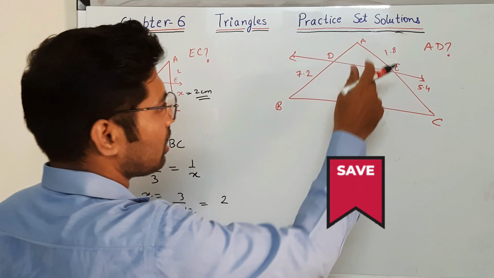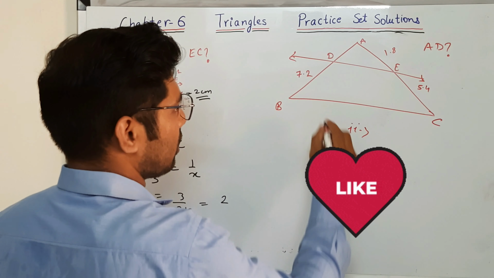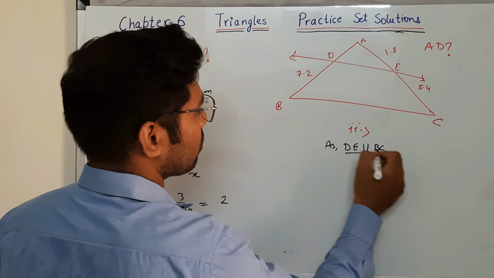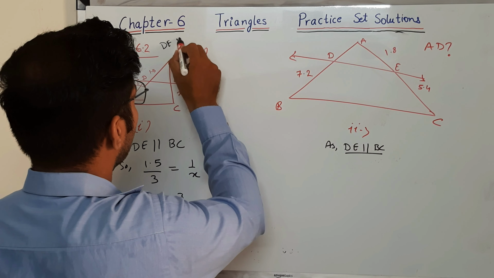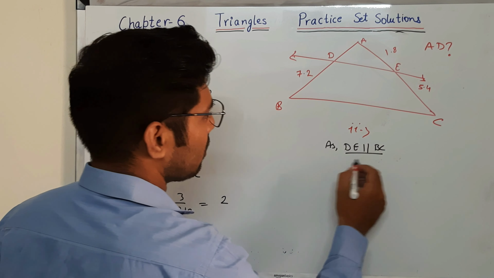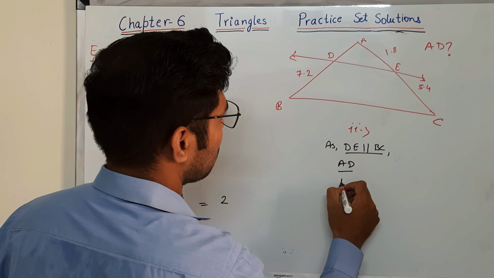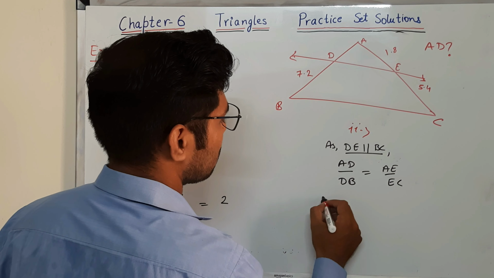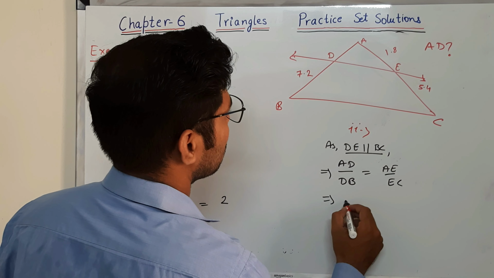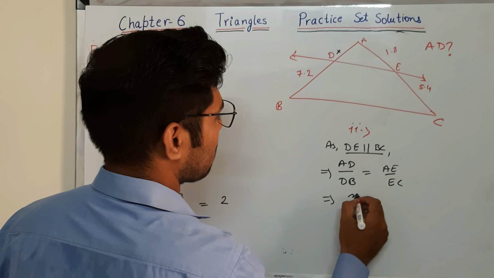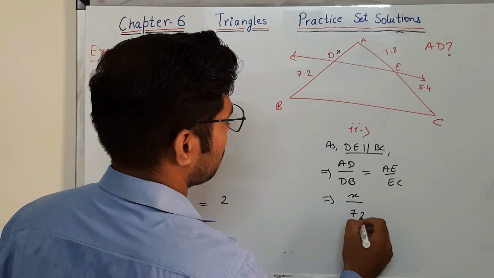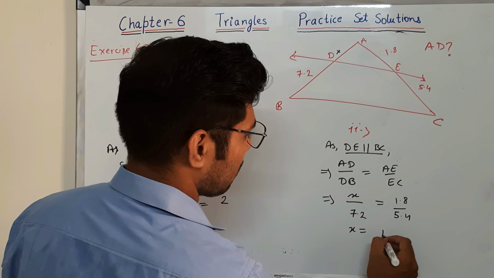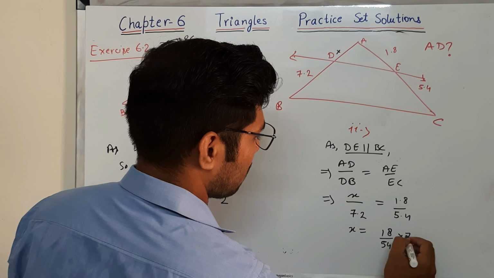Now come to this one. Here DE is parallel to BC. So this is given in the question. AD upon DB is equal to AE upon EC. AD we don't know, so let's take it as x upon 7.2 is equal to 1.8 upon 5.4. So x is equal to 18 upon 54 into 72.